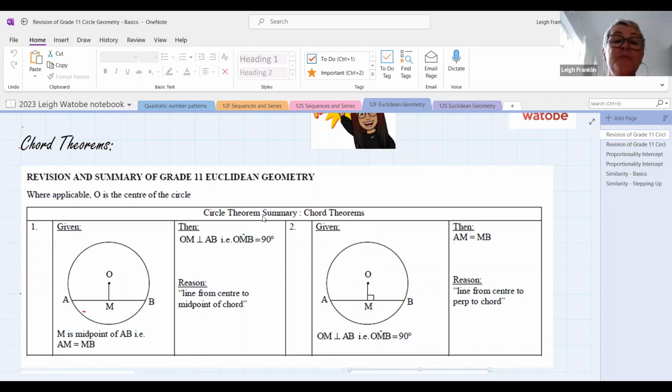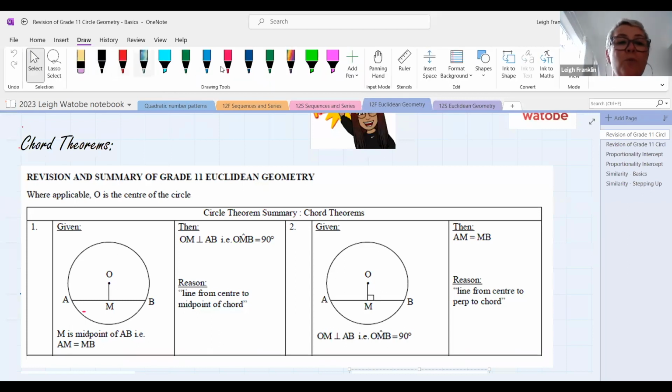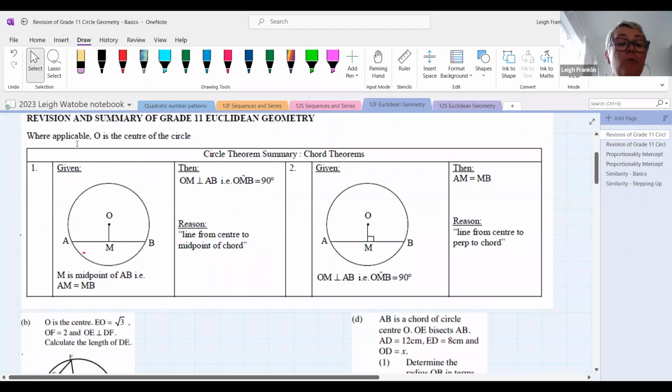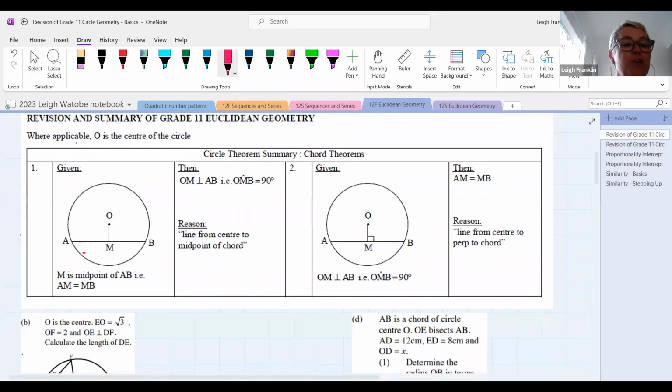All right, so if you recall, Euclidean geometry in grade 11, the circle geometry, is split into 4 basic sections. The first section is the chord theorems. There are actually 3 of them, but the third one almost never comes up, so we really just need to worry about the first 2. This might ring a bell from last year.